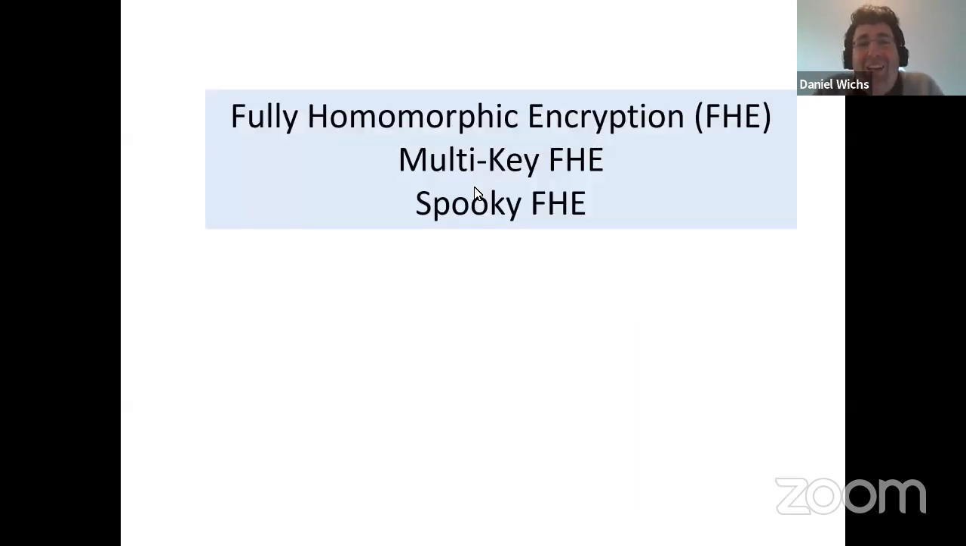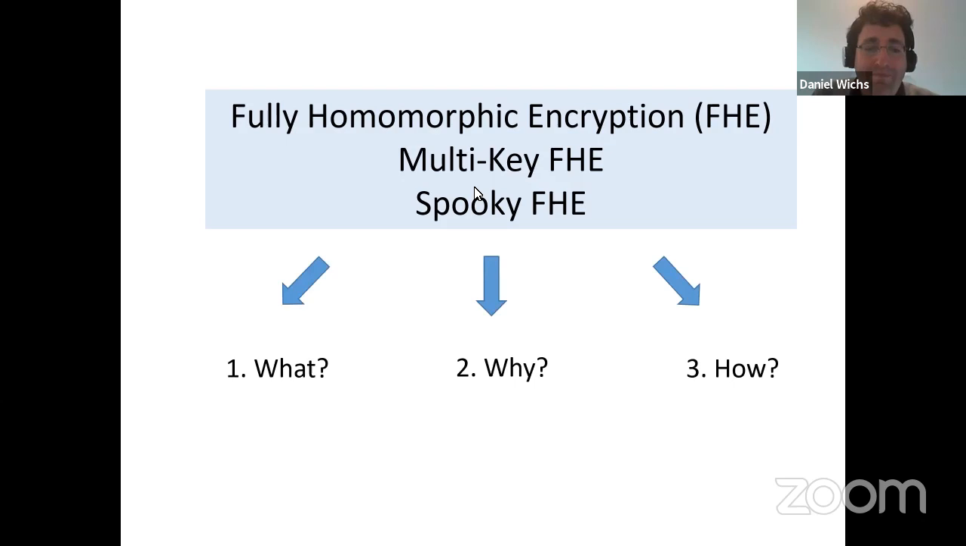Okay, so the talk is going to focus on three different primitives. I'll start with fully homomorphic encryption, which I expect most people already know, but I'll just briefly mention it because it'll let me frame the other two. And then the focus will be on two new primitives: multi-key fully homomorphic encryption, which is a fully homomorphic encryption in the multi-user setting, and a stronger version of that, called spooky fully homomorphic encryption. And you'll understand why it's called spooky during the talk.